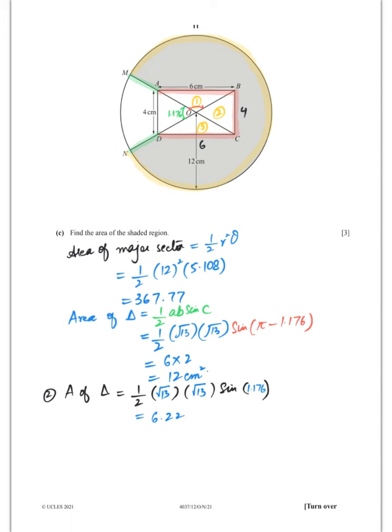Now we have all the necessary information to find the area of the shaded portion. So the area of the shaded portion is equal to, first we found the area of the major sector, that was 367.77, and we need to subtract the areas of the triangles, 12 and 6.22. So you will get 349.55, which is rounded up to 350 centimeter square, and that is your answer.